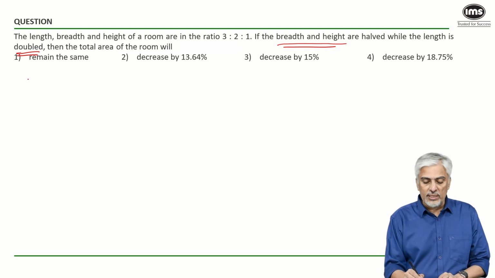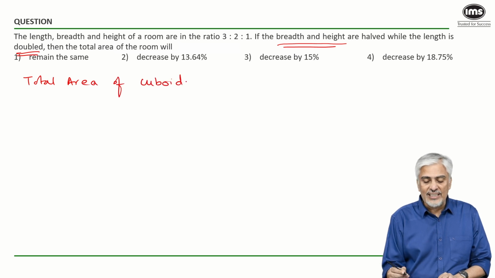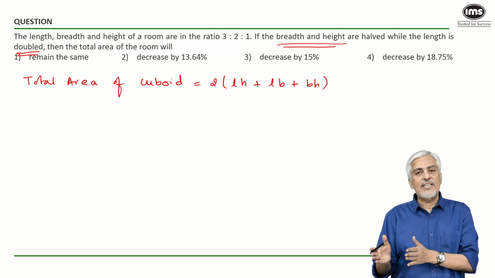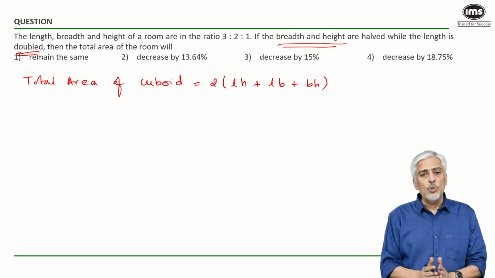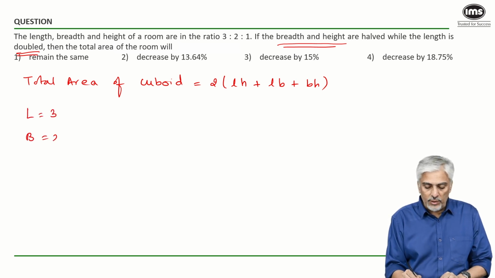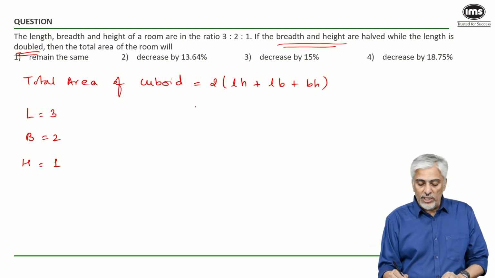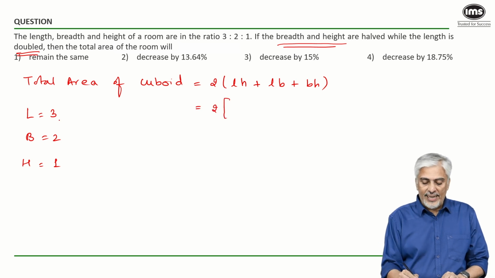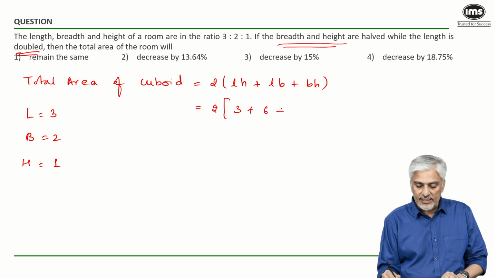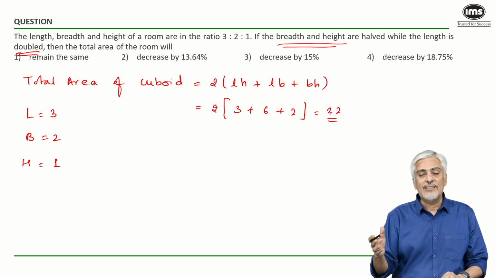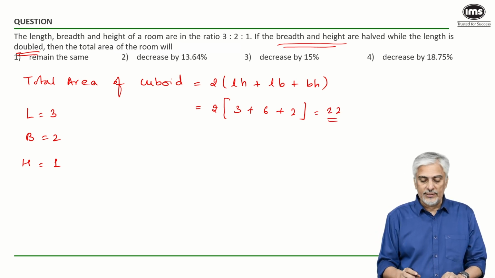Let's see total area. What is the total area of a cuboid? Length, breadth and height were given, so the total area of a cuboid is 2 times LB plus LH plus BH, right? Let us assume the length, breadth and height originally were 3, 2 and 1 only. So the original total area was 2 into LH, 3 ones are 3, LB, 3 twos are 6, and BH, 2 ones are 2. That will be 11, 11 twos are 22. So the original total surface area was 22 square units.